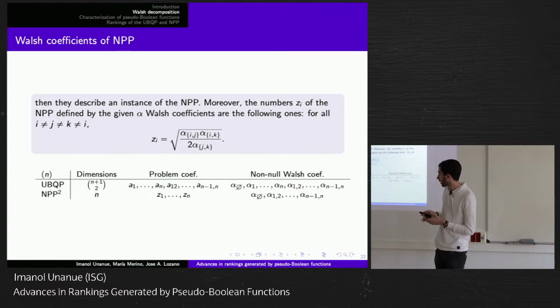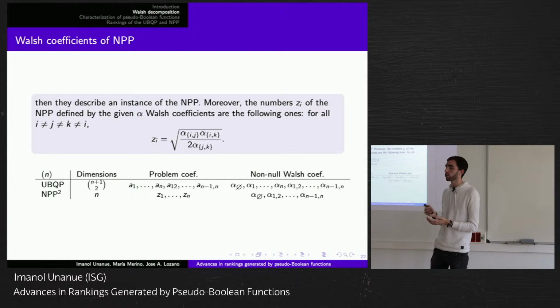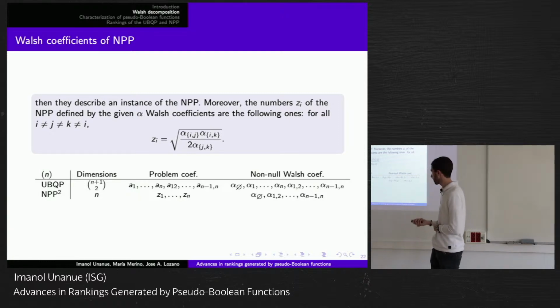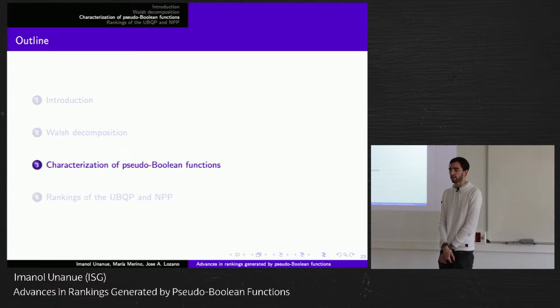So we have a summary of the 2 problems. We can observe that the dimensions work differently, the problem coefficients that they require to be defined by an instance, and then the number of Walsh coefficients that we cannot ensure to be 0 or not. So that's the first part. We have observed the Walsh decomposition and its application for 2 binary based combinatorial optimization problems.